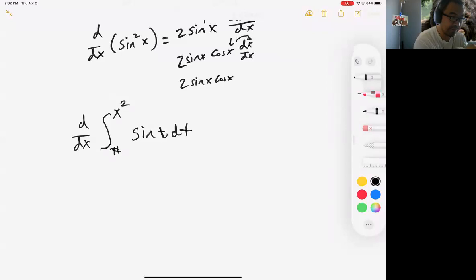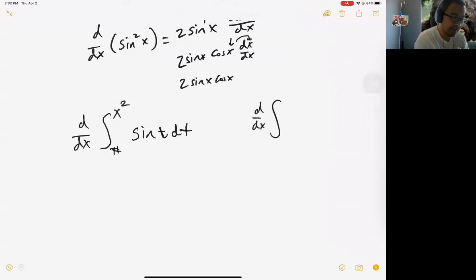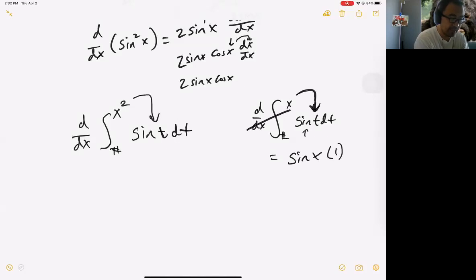The rule that we showed before was d over dx, integral of some number to x, of sine of t dt. This would simply be sine of x. Just plug it in. Those cancel out. Okay. But does that not work here? Can we just plug it in? Well, the reason why we could just plug it in here is because what's the derivative of x? Isn't that just 1? Now, if I went ahead and did this problem, the integral of sine is negative cosine.